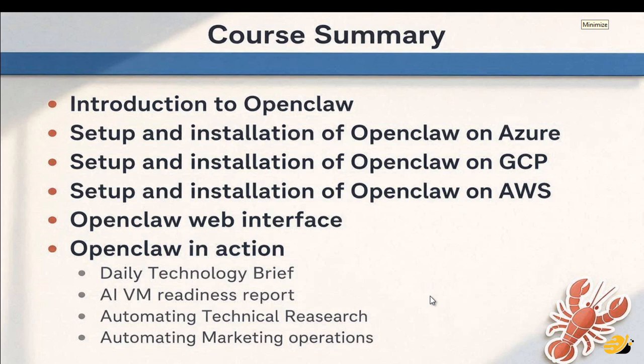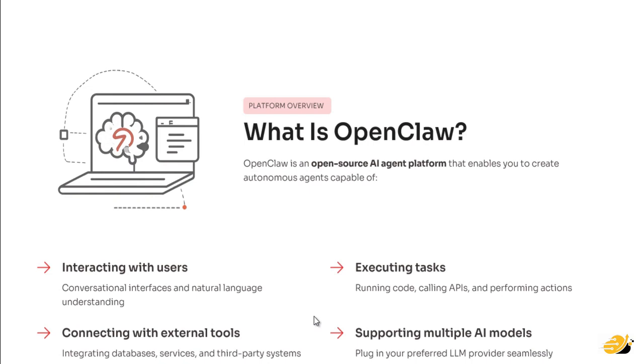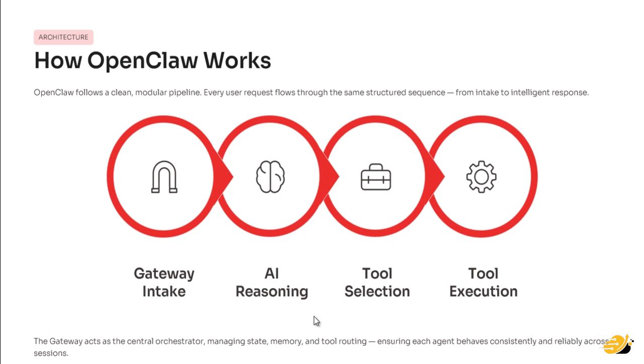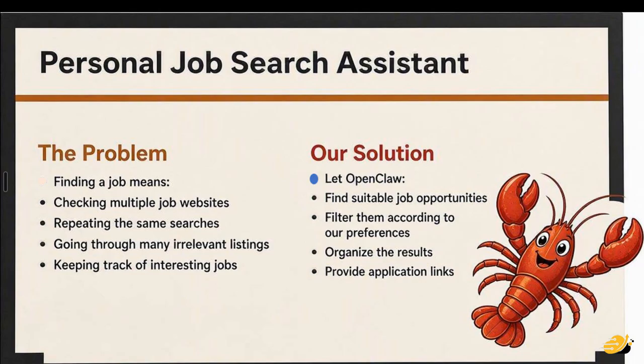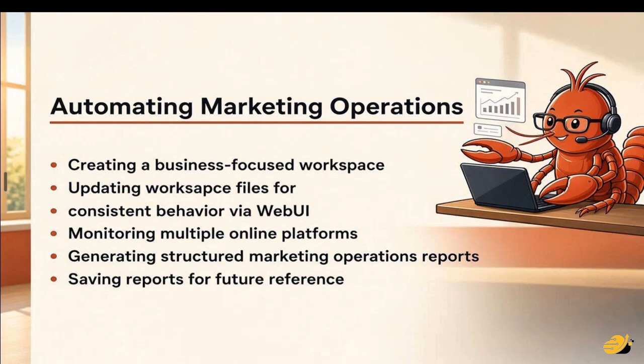So OpenClaw basically is an open source AI agent platform that allows you to build intelligent assistants capable of much more than answering questions. Using natural language, your agents can search the web, execute system commands, interact with external services, and automate repetitive tasks through a flexible and extensible architecture. Throughout this course, we will start from the basics and gradually build practical AI automation workflows.